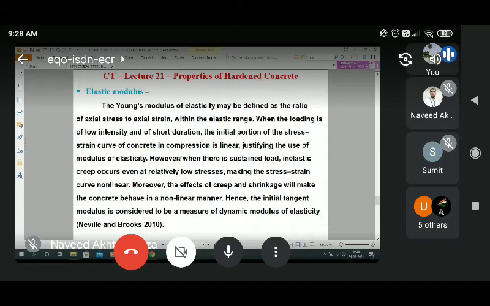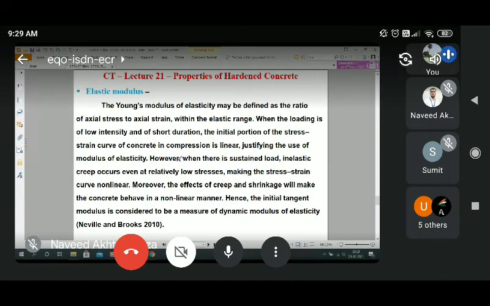The elastic modulus is also called Young's modulus of elasticity, and it is the ratio of axial stress to the axial strain within the elastic range. When the loading is of low intensity and for short duration, the initial portion of the stress-strain curve of concrete in compression is linear, justifying the use of modulus of elasticity.